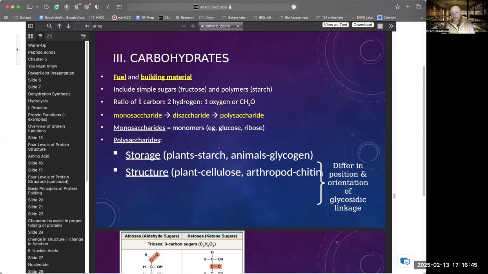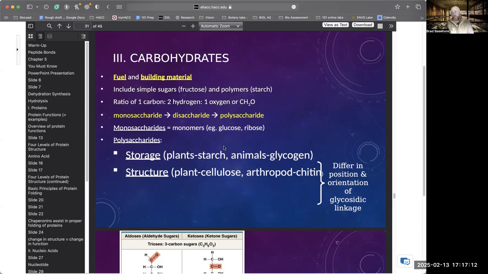The chemical makeup of this is for every one carbon, there are two hydrogens and one oxygen. So, for example, glucose has the chemical formula of C6H12O6. So it's in this 1 to 2 to 1 ratio. Glucose just happens to have six carbons, 12 hydrogens, six oxygens.